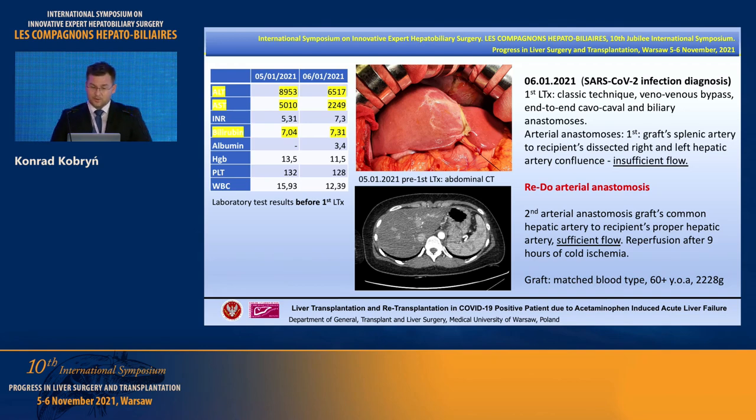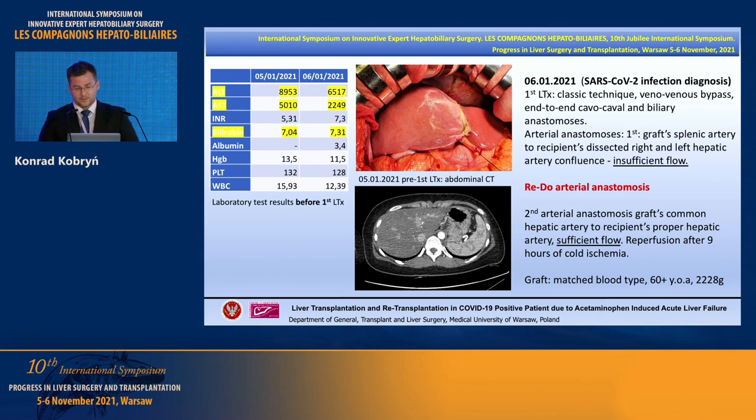The first transplant was performed using the classic technique with the veno-venous bypass with an end-to-end cavo-caval anastomosis and biliary anastomosis. The arterial anastomosis was first performed using the graft splenic artery to the recipient's right and left hepatic artery confluence. This, however, gave us an insufficient flow, and we decided to do a redo anastomosis. And the second anastomosis was using the recipient's proper hepatic artery and the graft's common hepatic artery, which gave us sufficient flow. The reperfusion was after 9 hours of cold ischemia.